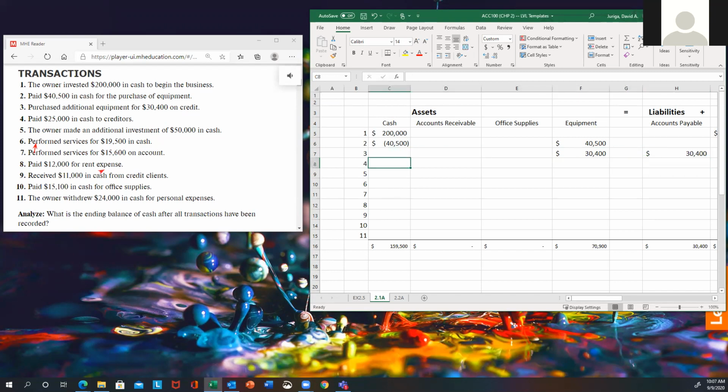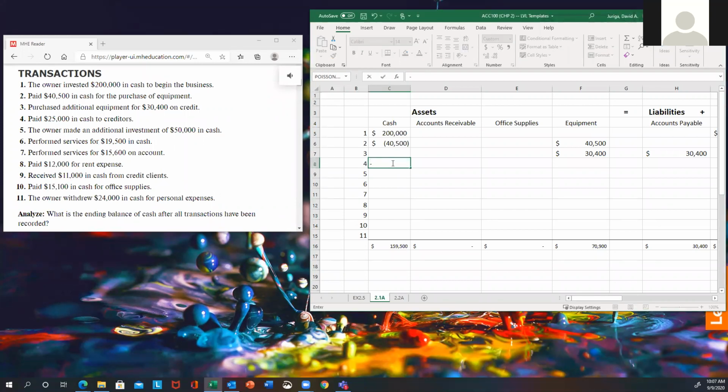Number 4. Now it says you're paying our creditors. So now you're actually paying some of your debt. Anytime you pay, that's going to be reducing cash. And then since we're paying our creditors, that means you're reducing your debt. So we're going to have 2 decreases on this one. Again, I'll do this for cash. Let me clear that.